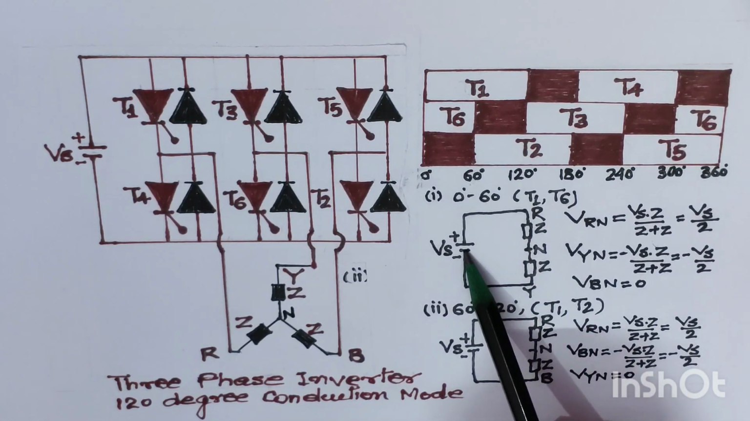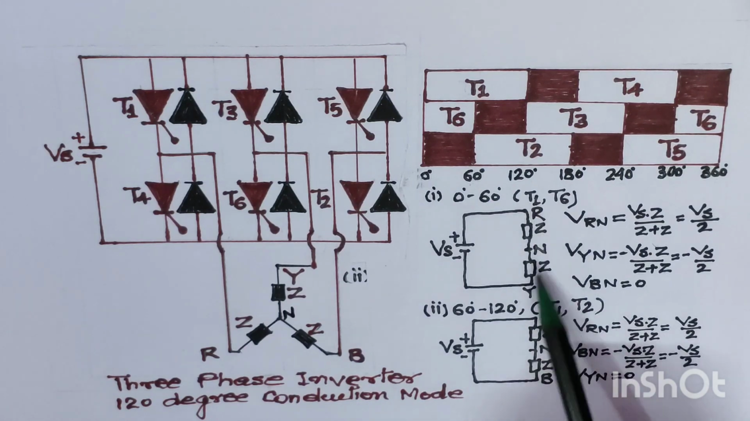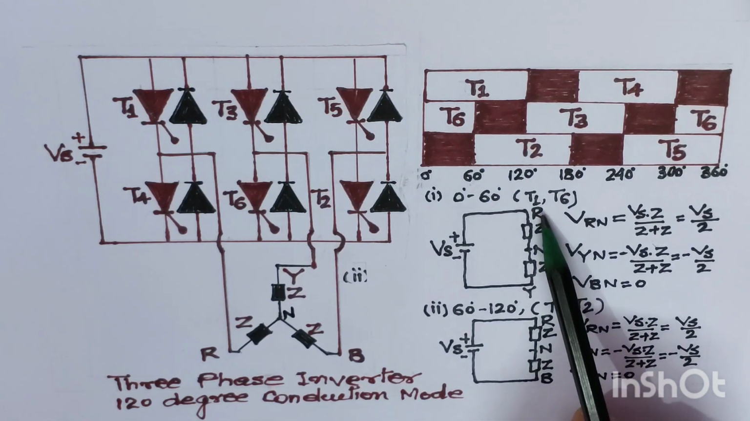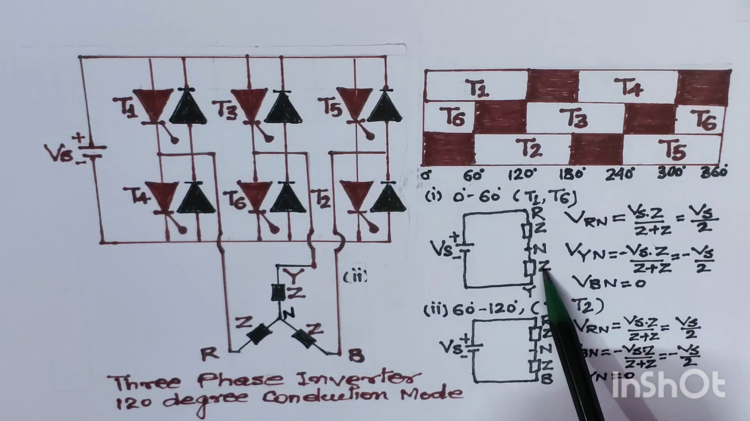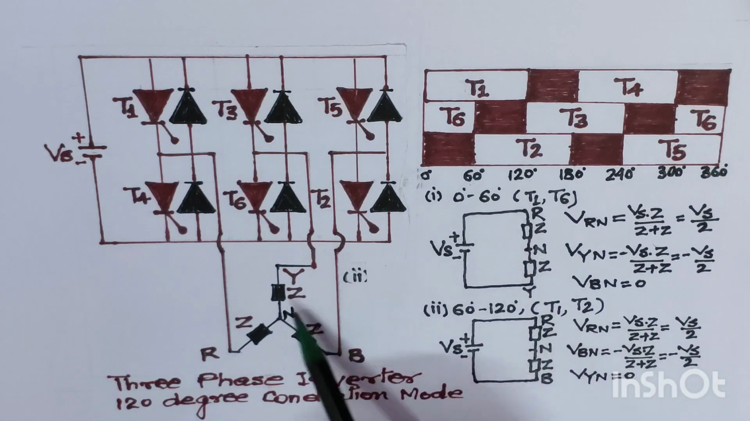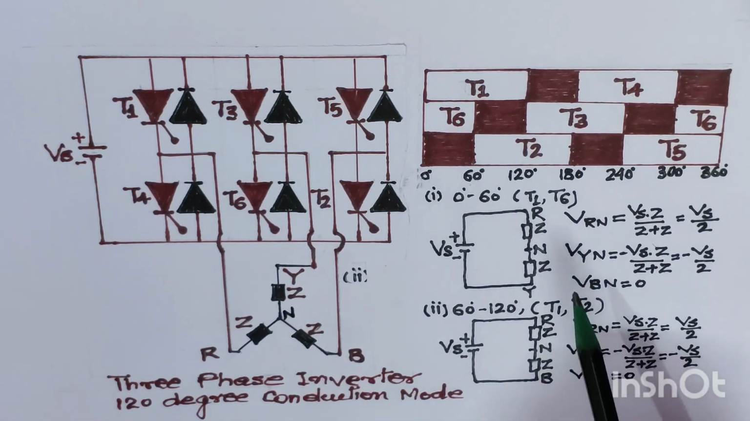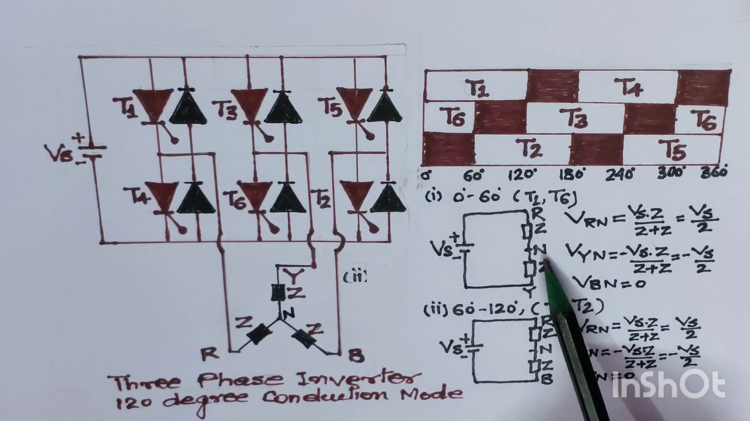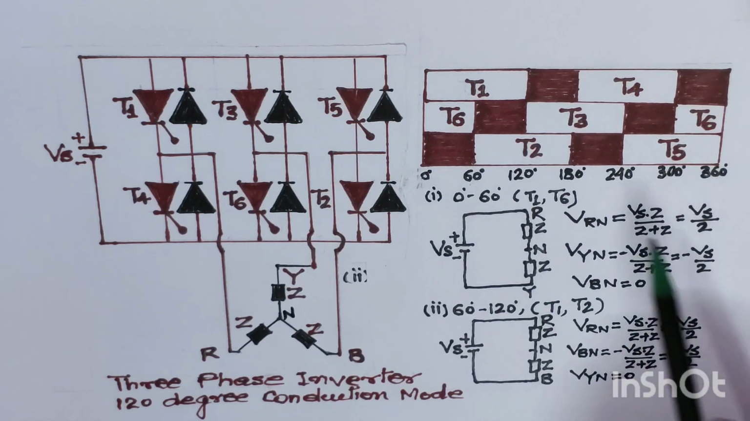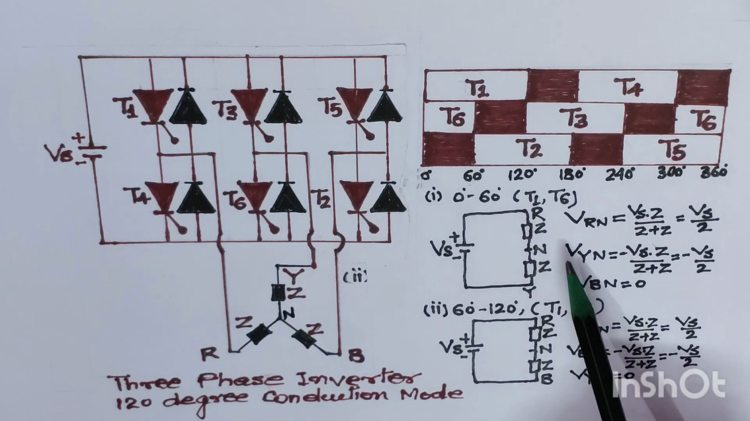This is the supply voltage Vs, and this is the R phase and this is the Y phase, and in between there is impedance Z, and here this is also impedance Z, and in between both impedances this is a neutral point which has been shown here also. This is the neutral point. So we have to find out the voltages VRN, that is phase to neutral voltage, and VYN, that is phase to neutral voltage.